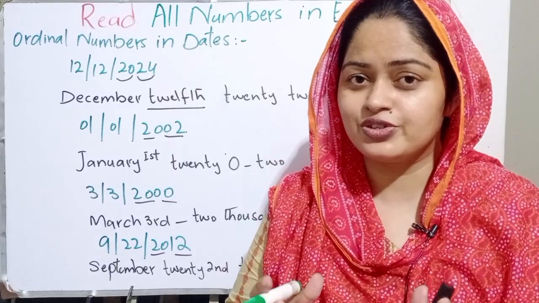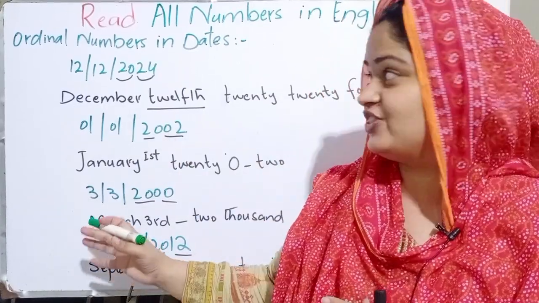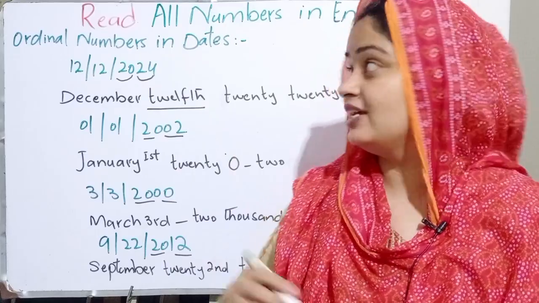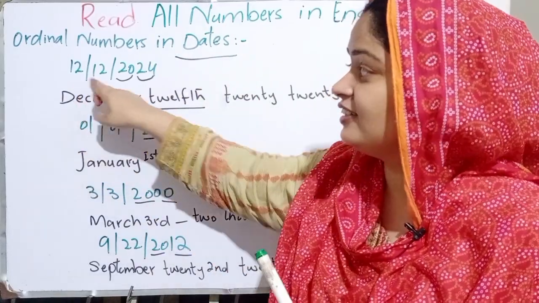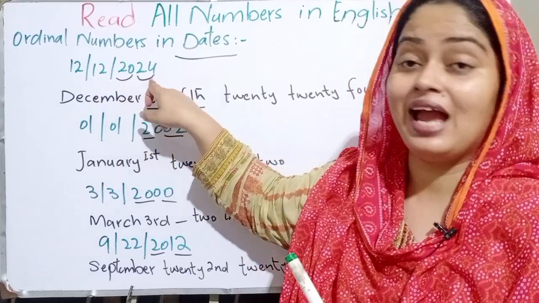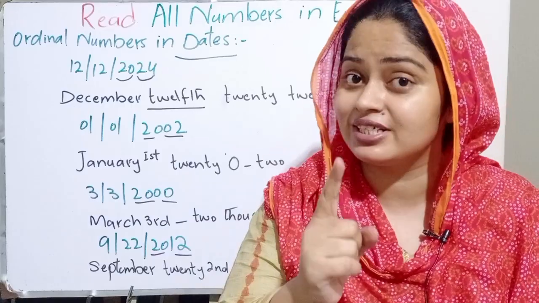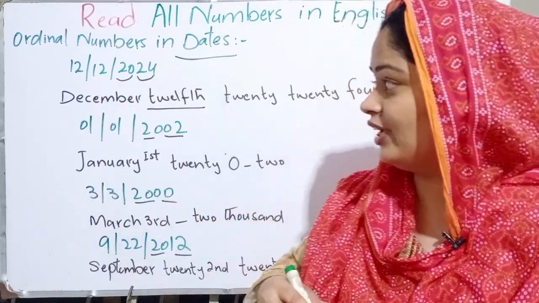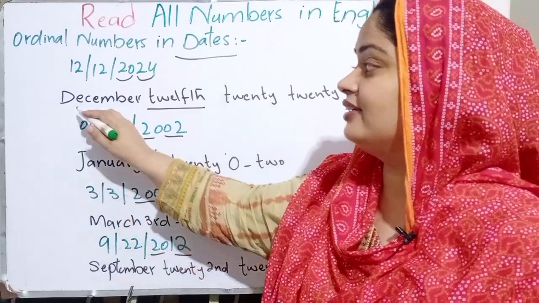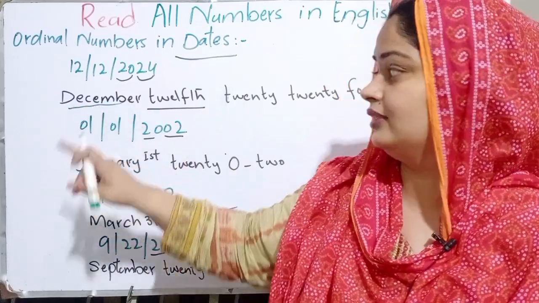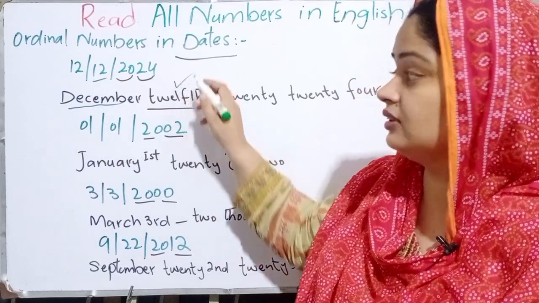A very important usage is to read dates and years. Ordinal numbers are used in dates. How would you read this date, month, and year? You have to understand ordinal numbers. First, read the month, December. Next, December 12th.